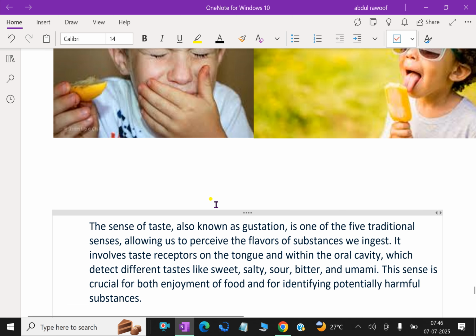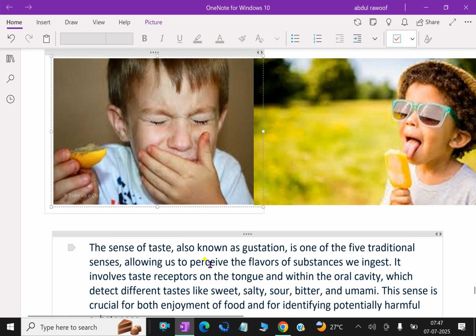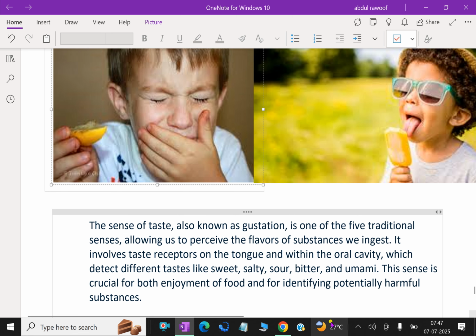A sense of taste, also known as gustation, is one of the five traditional senses allowing us to perceive the flavors of substances we ingest. It involves taste receptors on the tongue and within the oral cavity, which detect different tastes like sweet, salty, sour, bitter, and umami. This sense is crucial for both enjoyment of food and for identifying potentially harmful substances.